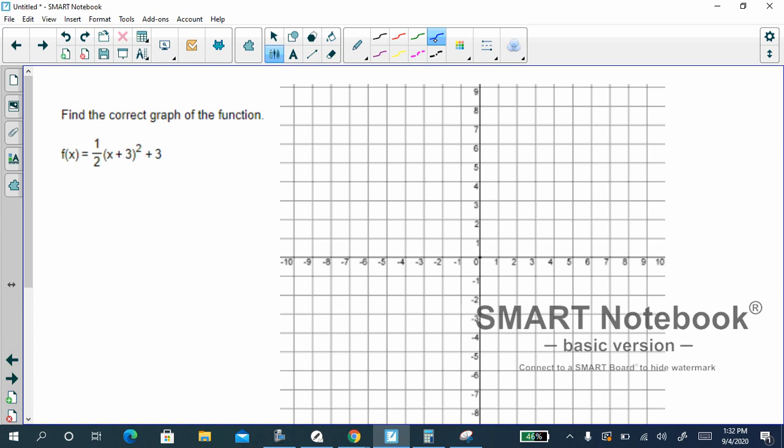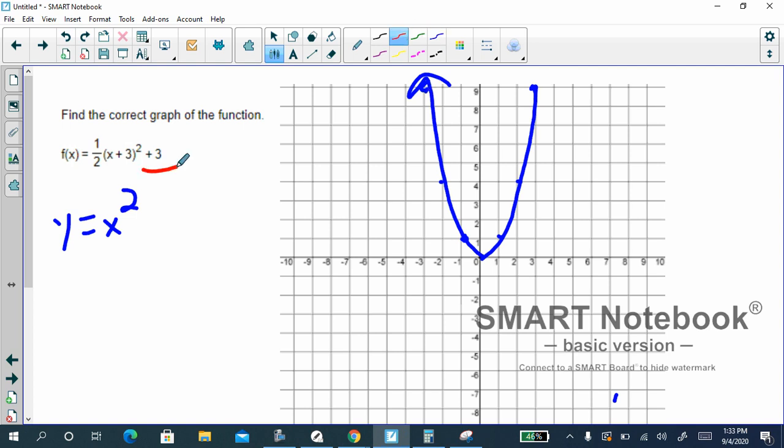let's think about our basic parabola, y equals x squared. If we were to make a table, it would look like this. If we put a 0, a 1, and a 2 in, 0 squared is 0, 1 squared is 1, 2 squared is 4, 3 squared is 9. Negative 1 squared is 1, negative 2 squared is 4, negative 3 squared is 9. So that's what a standard parabola looks like.